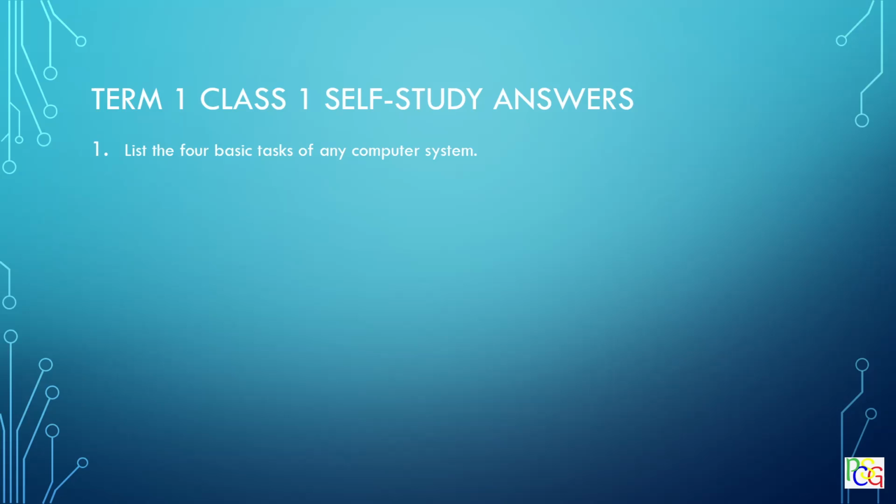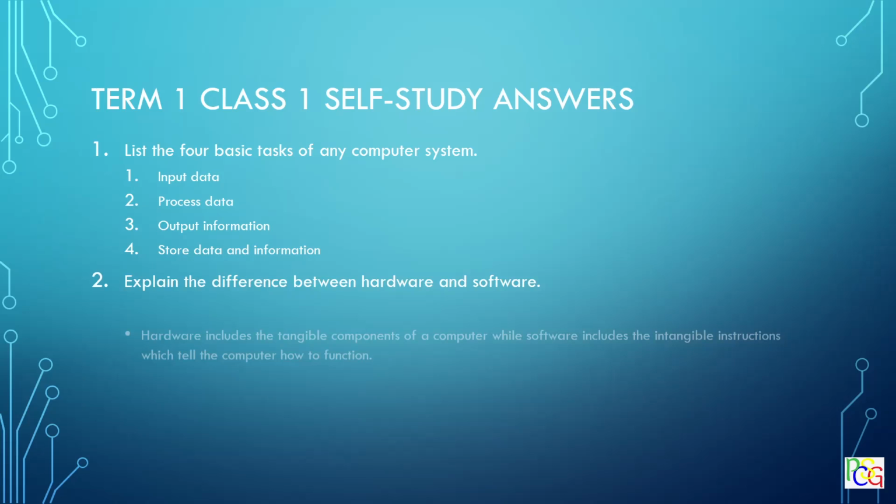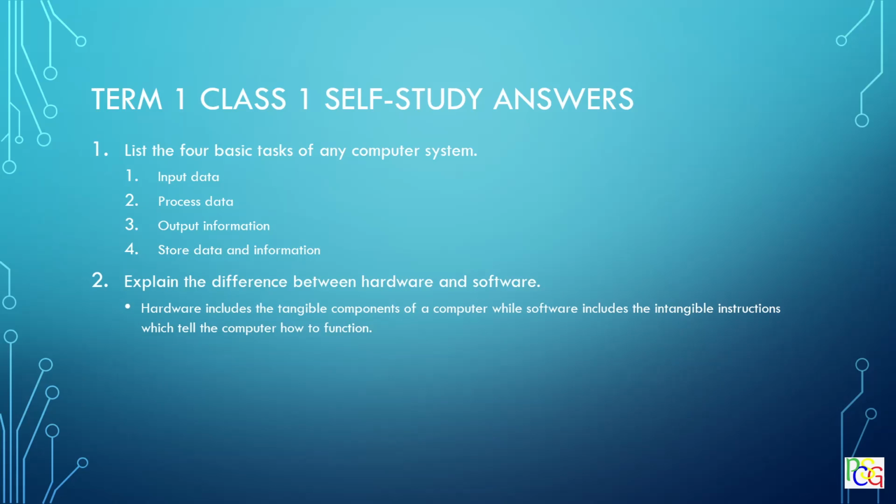Well, last week we had some questions to do. We had to list the four basic tasks of any computer. These included inputting data, processing data, outputting information, and storing data and information. Then we had to explain the difference between hardware and software. Hardware includes the tangible components of a computer, the physical components, while software includes the intangible instructions which tell the computer how to function. Then we had to explain what CPU, central processing unit, CU, control unit, and ALU, arithmetic logic unit, stood for.